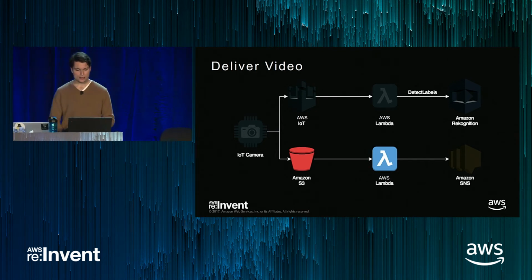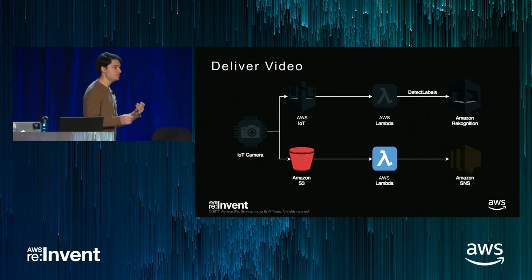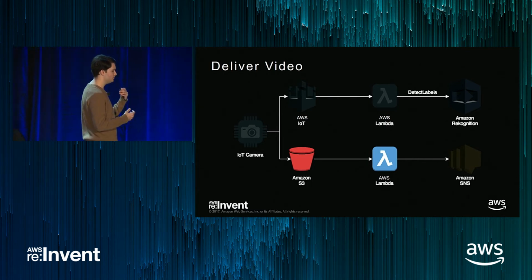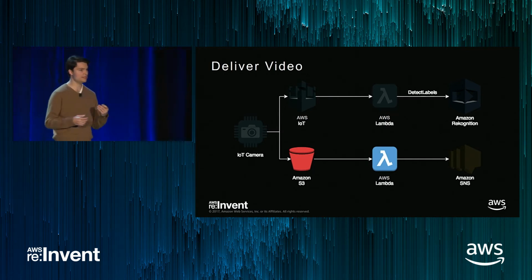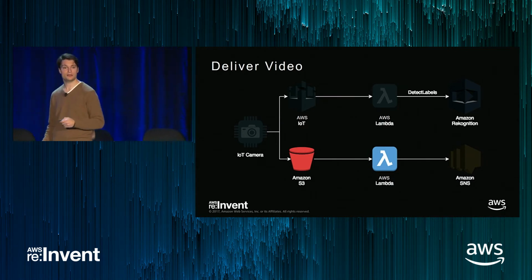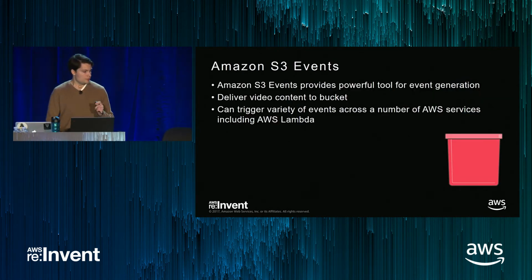So in a similar way that you can trigger actions from IoT, you can trigger a Lambda function when a file is written to an S3 bucket. And you can also filter what kind of files would result in that event being triggered. So maybe you want to only trigger it, in our case, when an MP4 file is dropped in a specific location in your bucket. So let me show you real quickly how we set up this event.